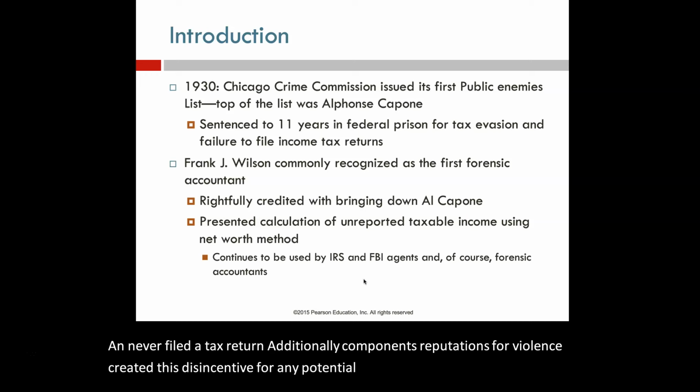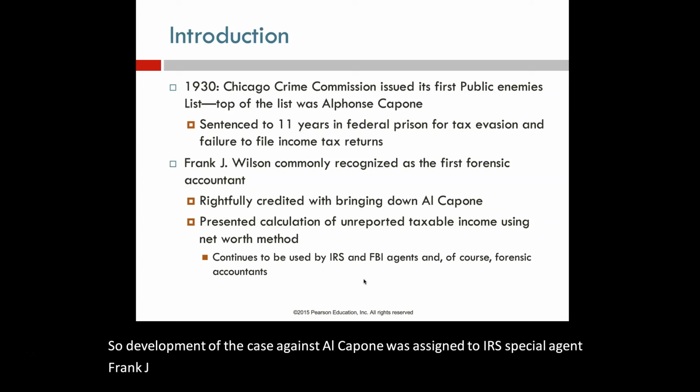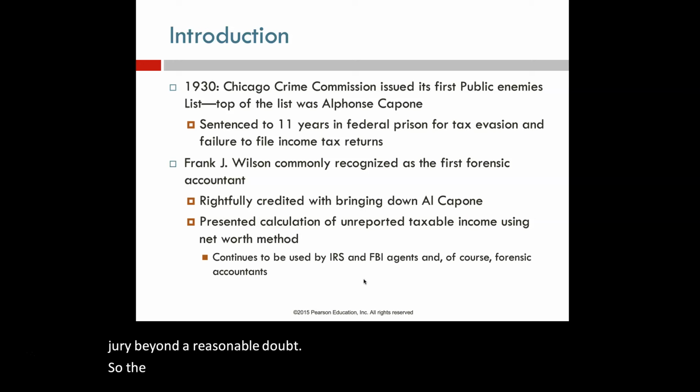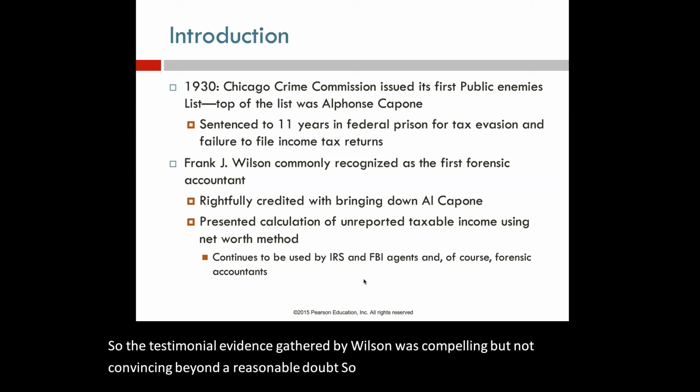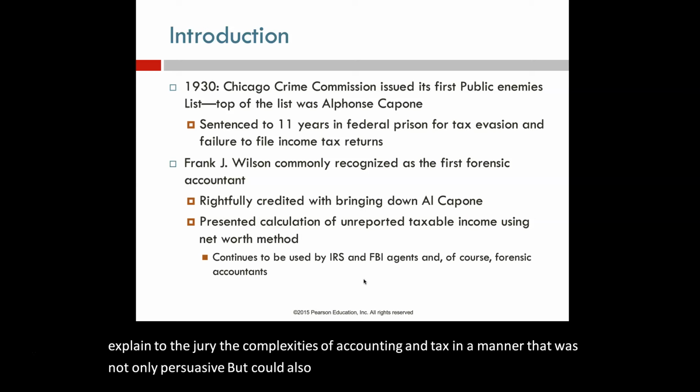So development of the case against Al Capone was assigned to IRS Special Agent Frank J. Wilson. Wilson's assignment was to find evidence that would persuade a jury beyond a reasonable doubt. The testimonial evidence gathered by Wilson was compelling, but not convincing beyond a reasonable doubt. So the government's challenge was to explain to the jury the complexities of accounting and tax in a manner that was not only persuasive, but could also withstand the test of cross-examination.